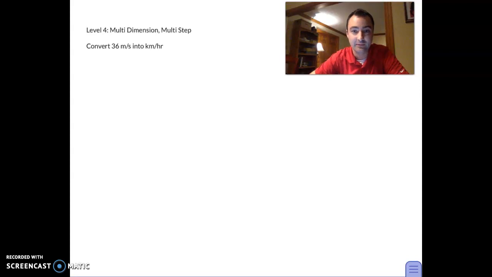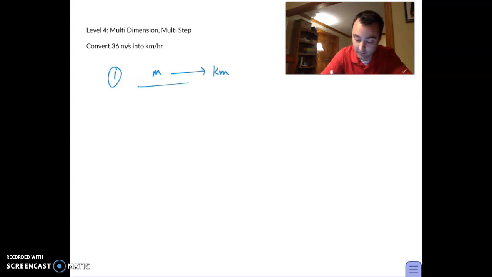The last example for dimensional analysis is when you have to convert multiple dimensions, multiple steps. In this case, the pathway we are looking for has a numerator and a denominator, multiple dimensions. So on the top, you're making one conversion from meters to kilometers. And then you have a denominator, so it asks you to go from seconds to hours.